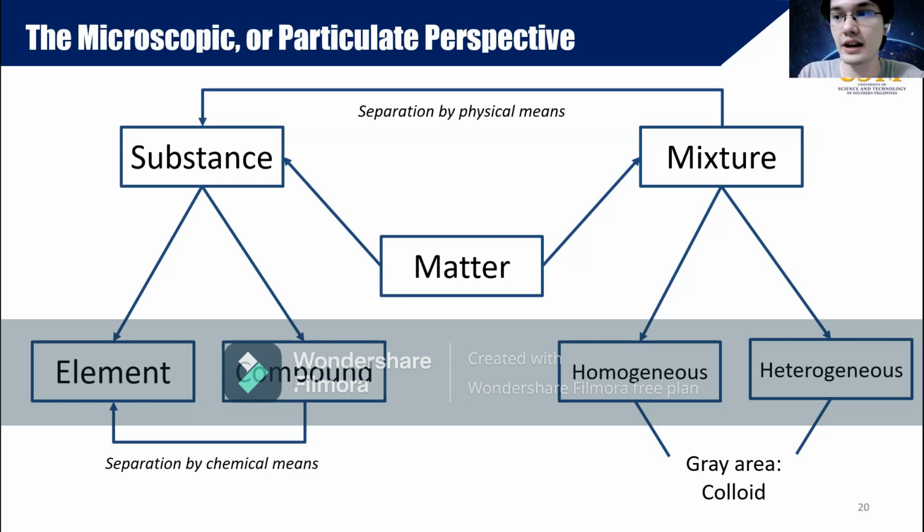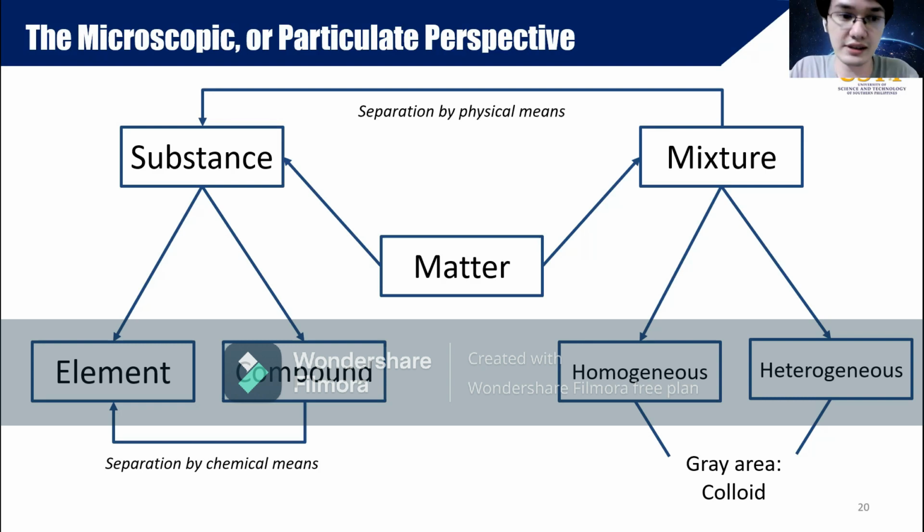A mixture, on the other hand, is a combination of two or more substances that retain their distinct identities. An example is gravel, which is rocks and sand mixed together. Our air is a mixture of oxygen, nitrogen, argon, and other gases found in the atmosphere. Cement is also a mixture.